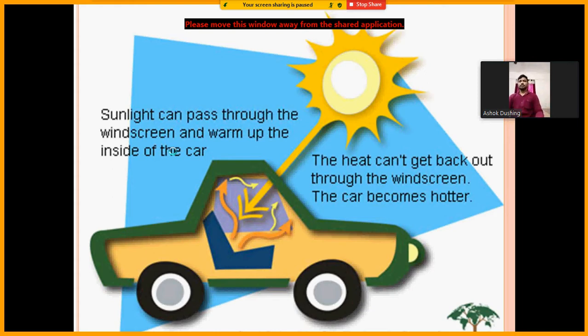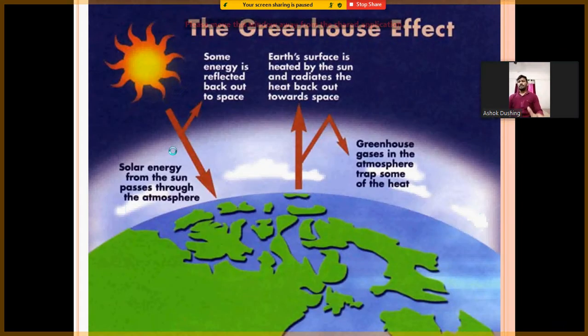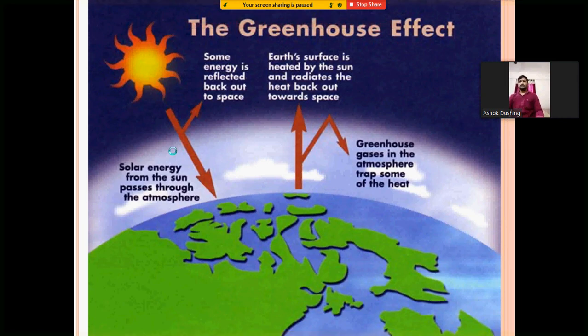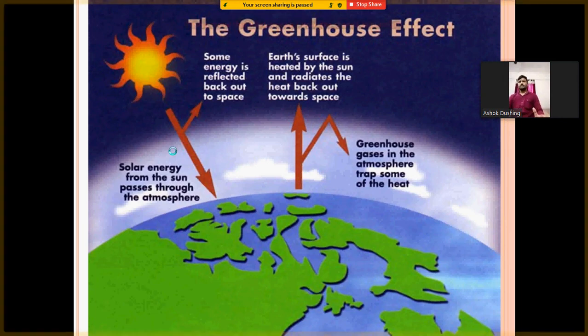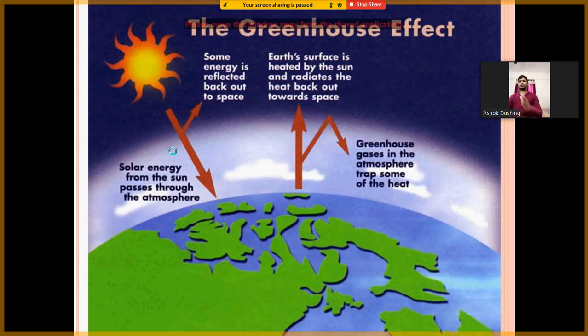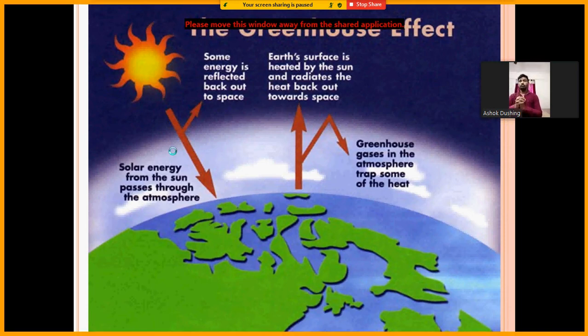Sunlight can pass through the windscreen and warm up the inside of the car. The heat can't get back out through the windscreen. The car becomes hotter. So in the greenhouse effect, the solar energy from the sun passes through the atmosphere. Some energy is reflected back to space. Earth's surface is heated by the sun and radiates the heat back out towards space in long wave radiation, and then greenhouse gases in the atmosphere trap some of the heat.